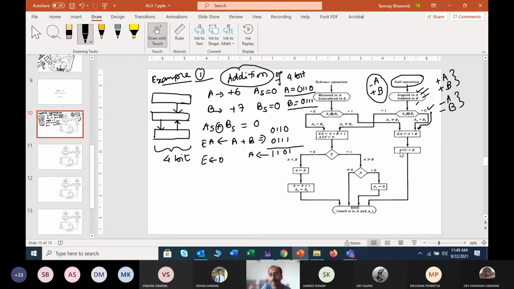What is my next step? E should be transferred to AVF. So that means your add overflow flag register also represents a 0. That means there is no overflow, right? And finally, what are you doing? You are simply passing this data to here. From here, you can see directly there is nothing in between it. It is completely just an arrow.